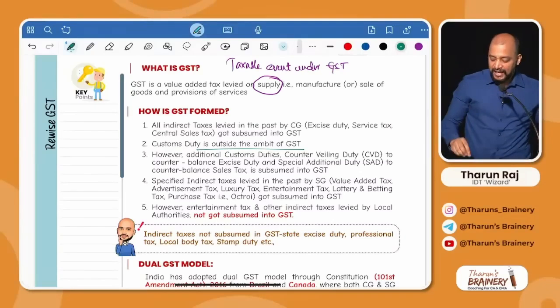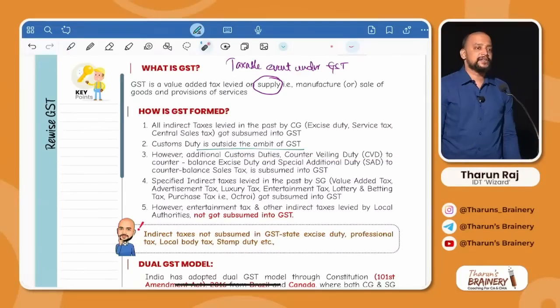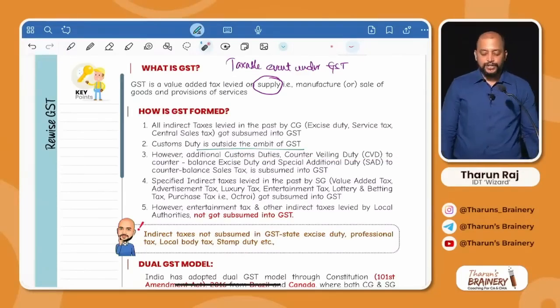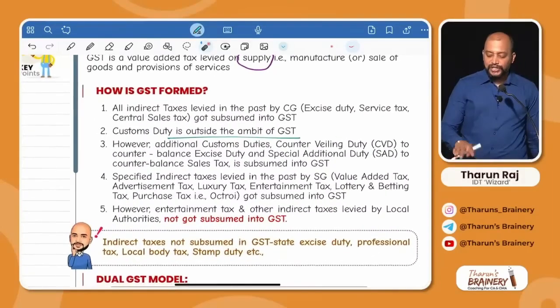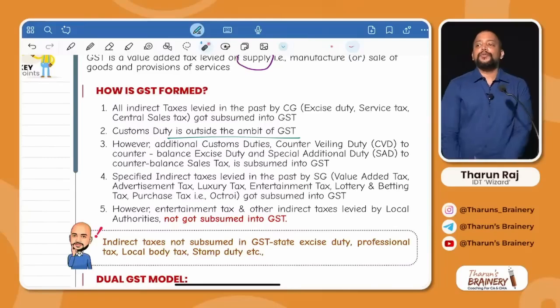Is it clear? So see this. However, additional customs duties. What are the additional customs duties? Countervailing duty, to counterbalance what? Excise duty. And special additional duty, to counterbalance what? Sales tax, which is subsumed into GST. Understood or not?